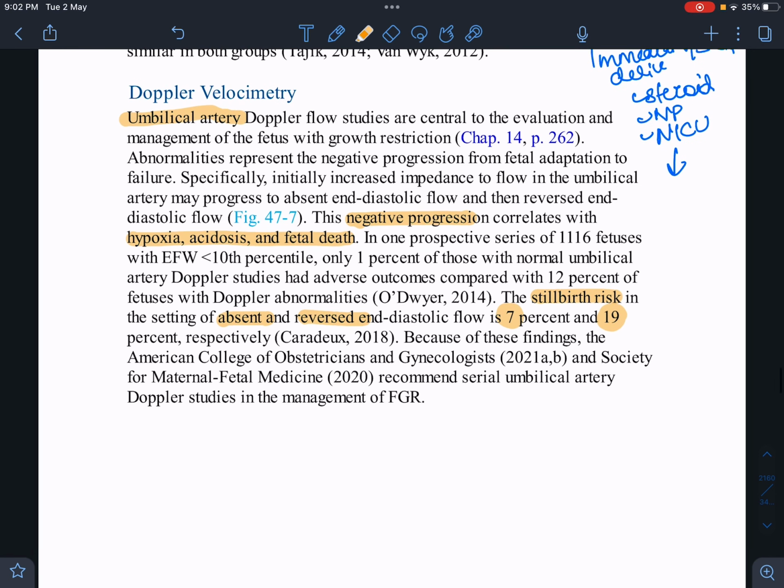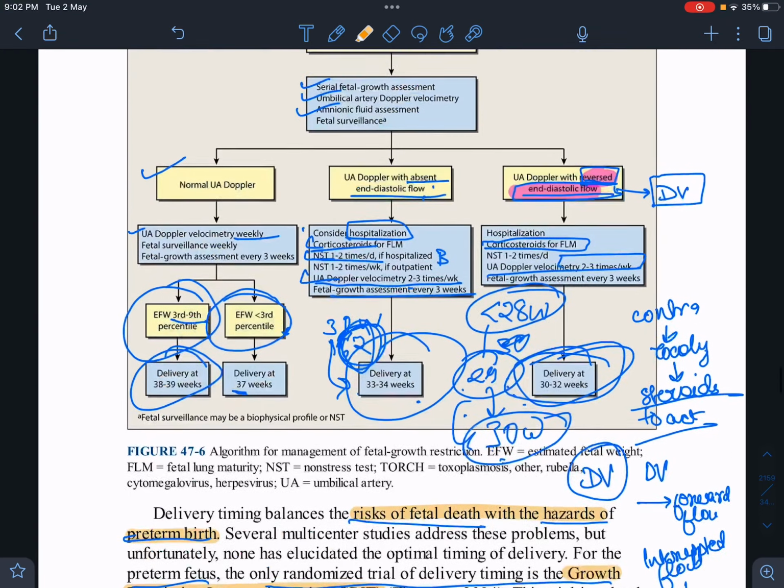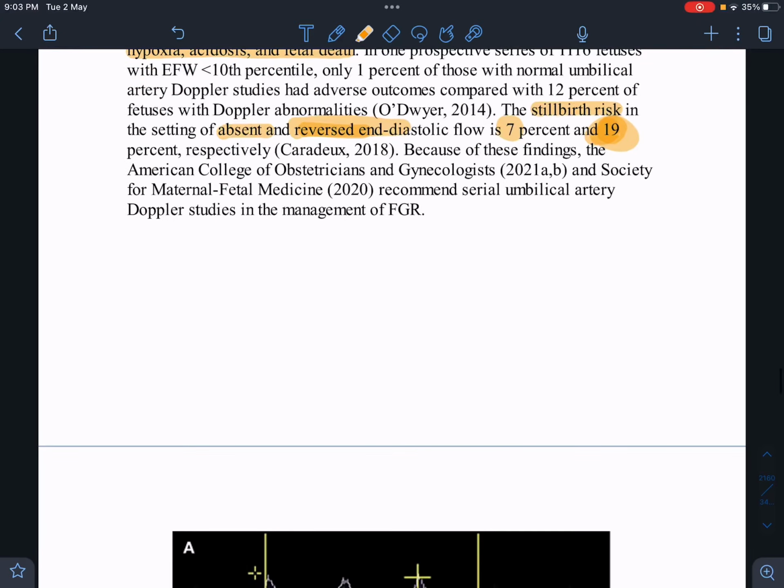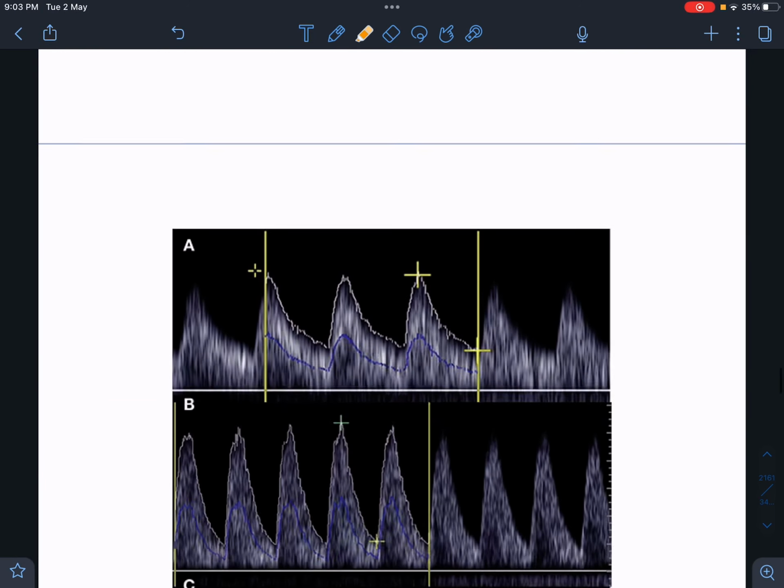Now you have to know that abnormality represents negative progression. Initially there is increased impedance to flow in the umbilical artery, which may become absent and then become reversed. Stillbirth risk in the setting of absent flow is 7%, and in the setting of reversed flow is 19%. That is why I'm saying in absent flow you can still take the delivery up to 33-34 weeks, but in reversed flow, immediate delivery is, I think, the better option.